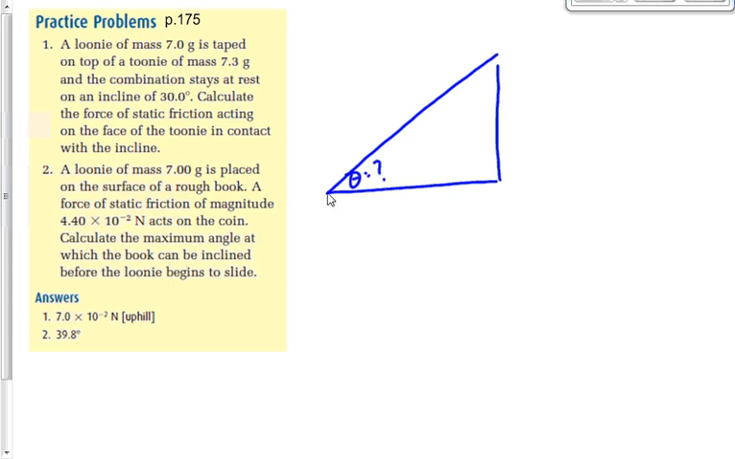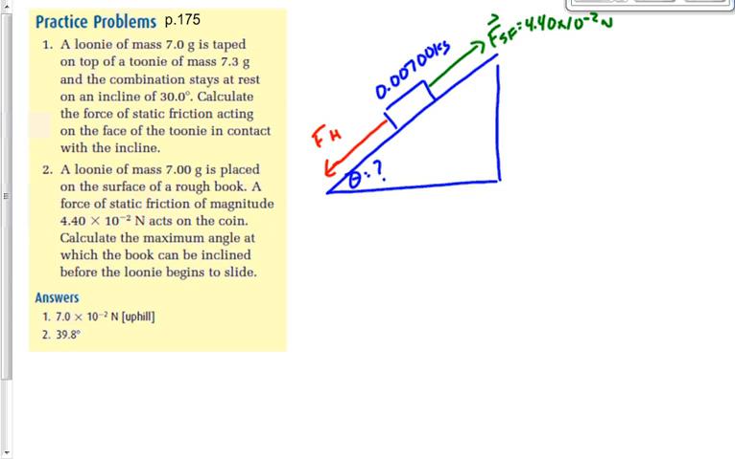It's a little bit different than the other questions because we're trying to solve for a different variable than we're used to trying to solve for. Here's the loonie. It has a mass of 7 grams or 0.0070 kilograms. It's just 7 divided by 1,000. There is a force of static friction that's acting up the hill. The maximum force of static friction is 4.40 times 10 to the negative 2 newtons. And there is a force of the hill pulling it down. But we don't know much about the force of the hill other than the force of the hill must be what value?